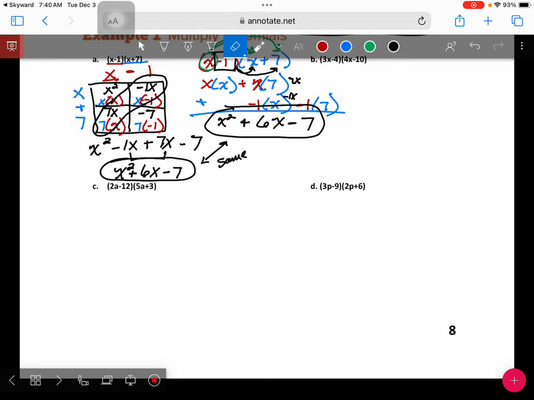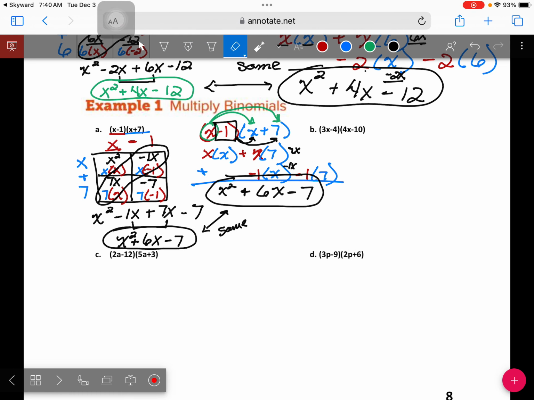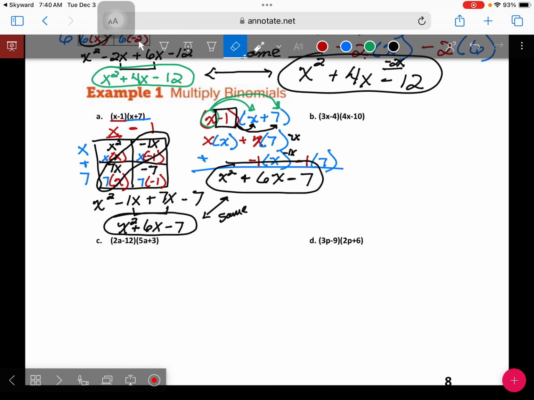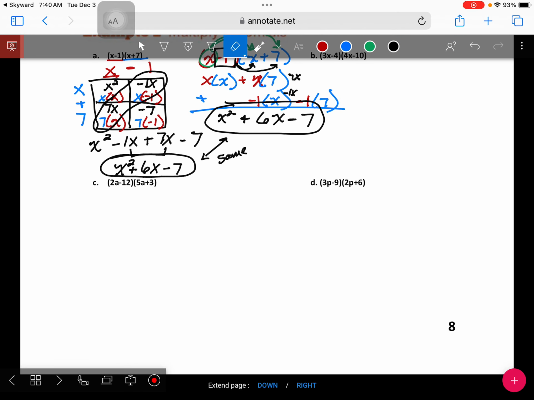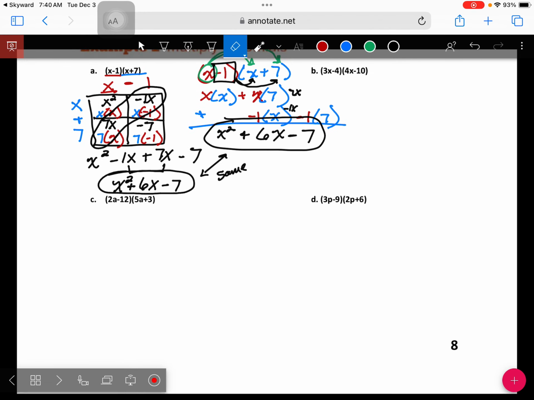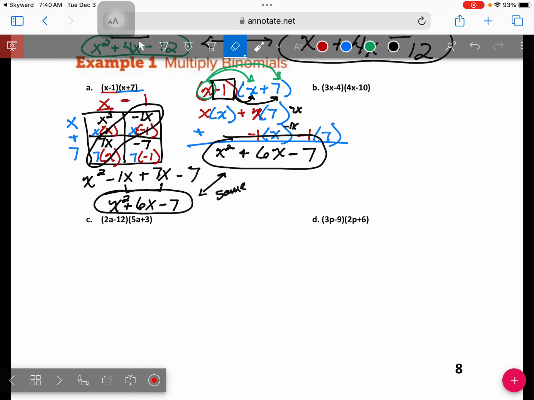All right. Any questions about that? Let's do, because I don't think we need to do all of these. Let's go down to D. Down to D. Any questions on example 1A? Is there anything that seems like it's hard to understand?